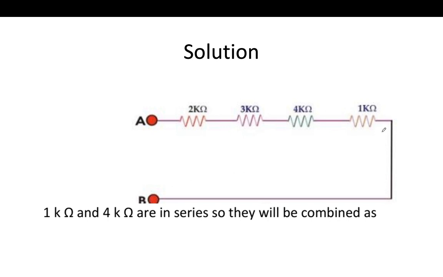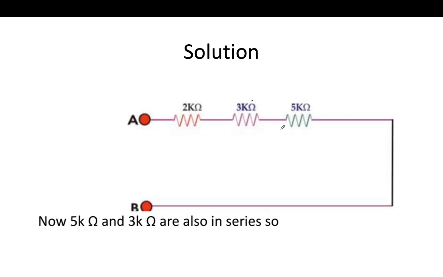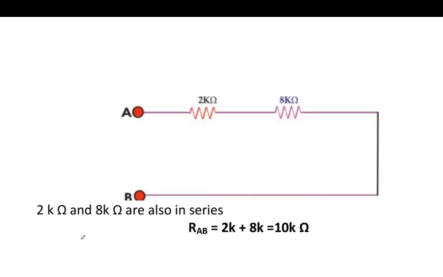First we will start from the end. We will take these two resistors and apply the series formula, that is plus. So we are taking 1 plus 4. What will be the answer? The answer will be 5 kilo ohm. Now we will add the last and second last resistor, that is 5 plus 3. So we have 8. Now we are left with two resistors which are connected in series with each other. So the combined effect will be 8 plus 2, that is 10 kilo ohm.